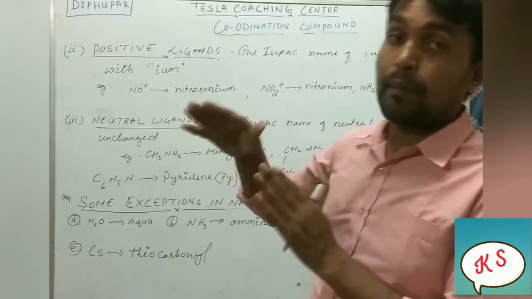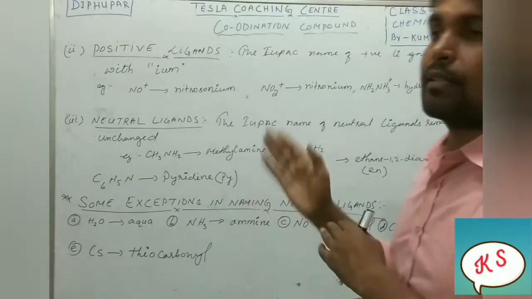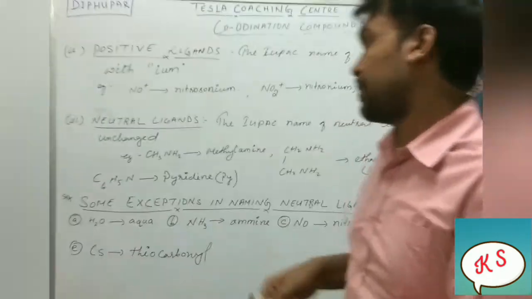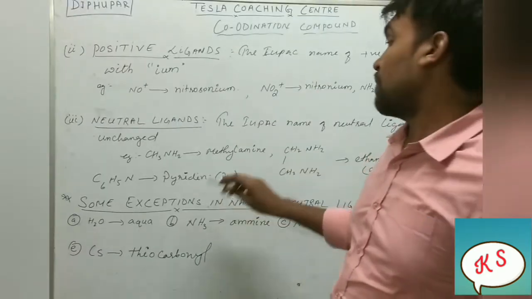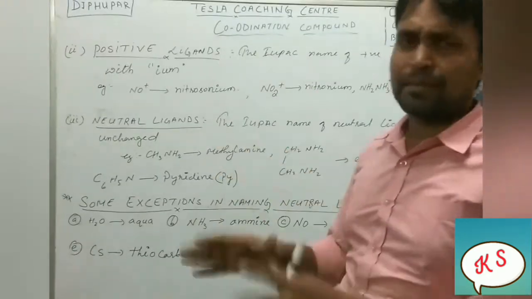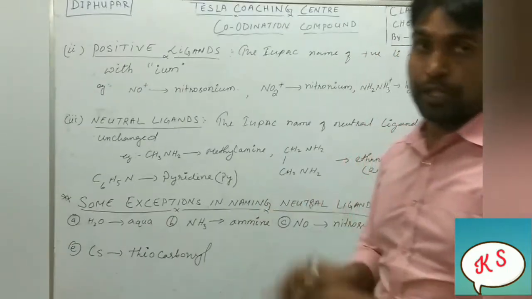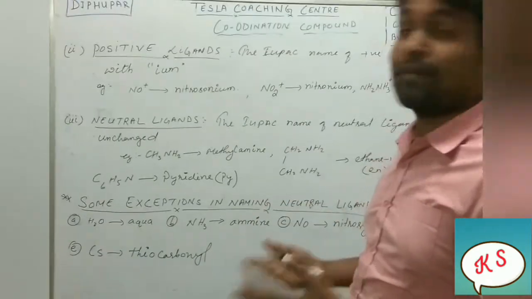Positive ligands, the name ends with "ium". For negative ligands, the name ends with "o". Now coming to some exceptional cases of neutral ligands. In some exceptional cases, the name will change. What are those five exceptional cases? Let us see.